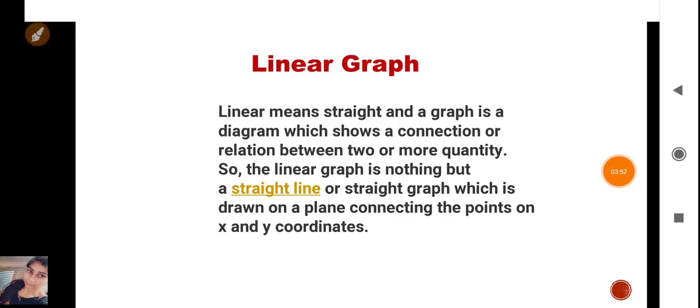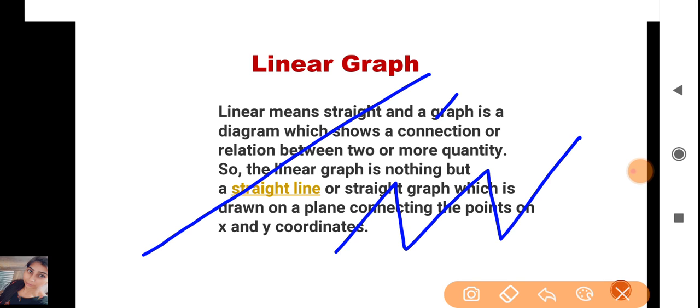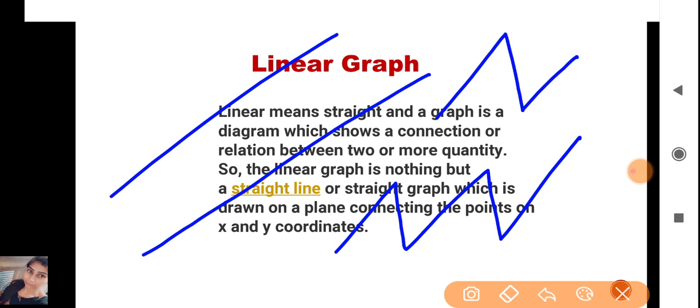Now the next topic. So let us understand the second topic now, that is linear graph. So linear means straight and a graph means a diagram which shows the connection or relation between two or more quantities. So that means linear graph is nothing but a straight line or a straight graph which is drawn on a plane connecting the points on x and y coordinates. If you get something like this, this is called a linear graph. If something like this, or any line which is not a straight line, which is not linear, then it is not called a linear graph. And if you're getting a straight line, this is called a linear graph.